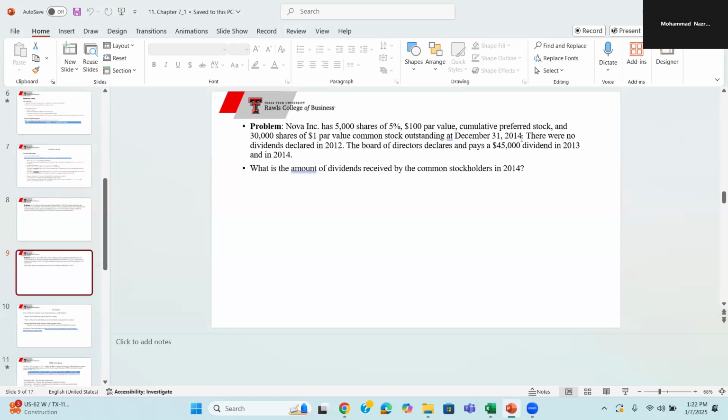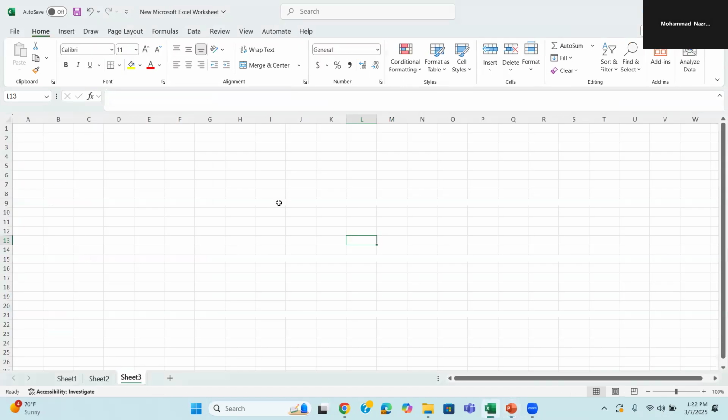All right. What is the amount of dividends received by common stockholders in 2014? So if we can calculate all the dividends paid to preferred stockholders, then the remaining part, we can easily plug in as the value for the common stockholder, right? Okay, I think if I show it in Excel, it would be easy for you. Okay, so let's start with 2012.